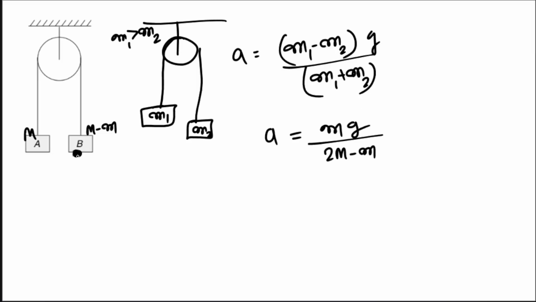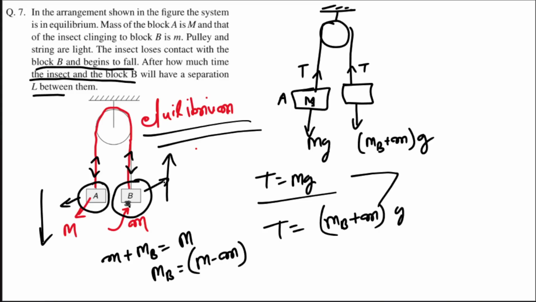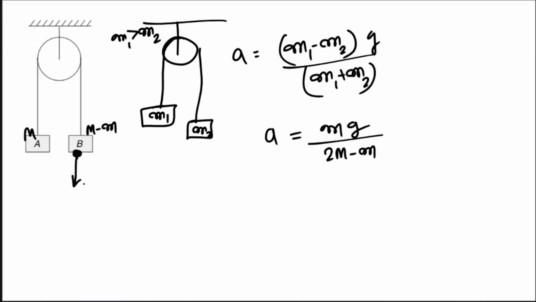So the moment this insect loses contact with block B and begins to fall, insect जो है वो contact को lose करता है and it starts going down. And the moment it starts going down, A block starts going down also and B starts going up. So we have to talk about कि जब B तुम्हारा यहाँ तक पहुँच गया and insect has reached here, such that this separation is L, then in what time it has happened. ठीक है, so हमें टाइम निकालना है. अब ये टाइम हम कैसे निकालेंगे?